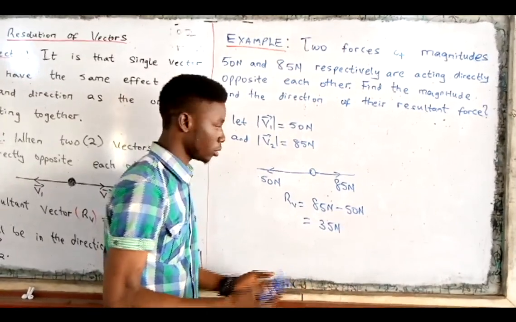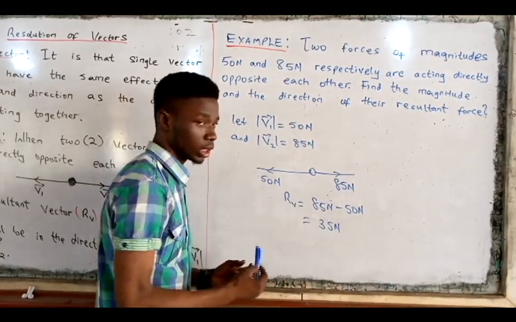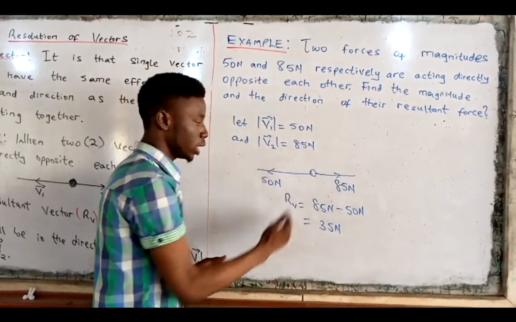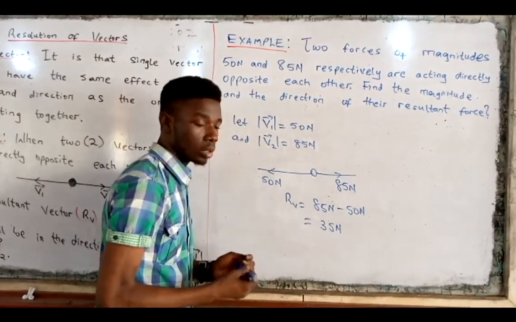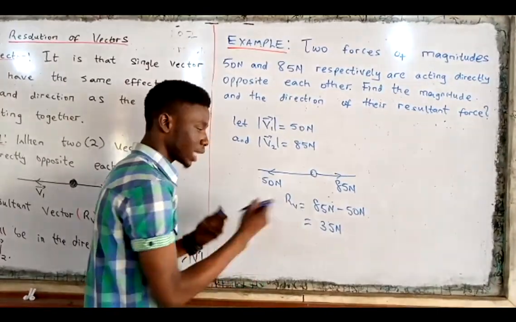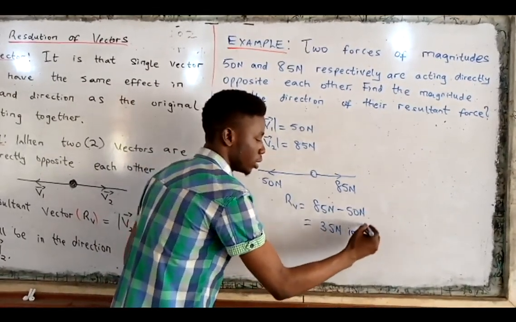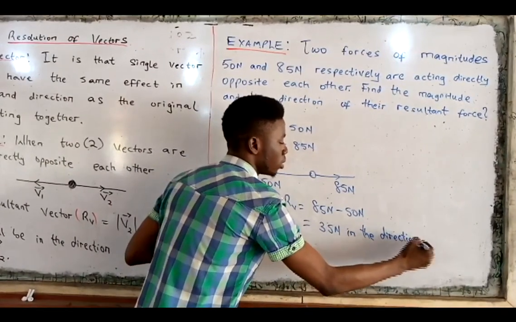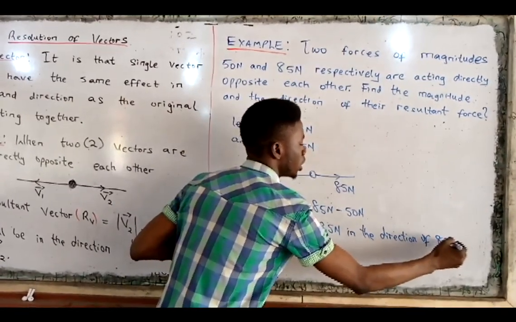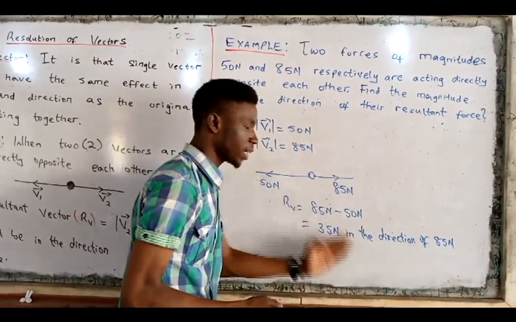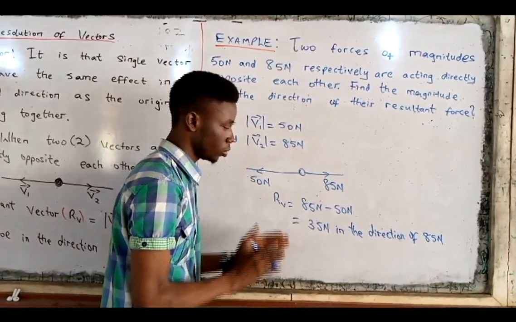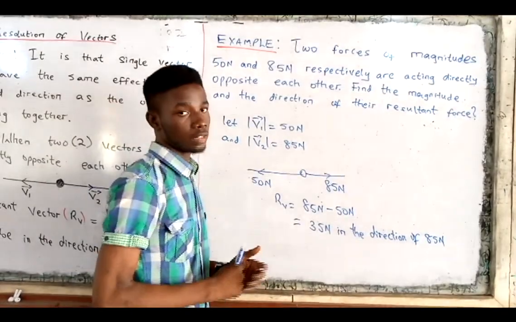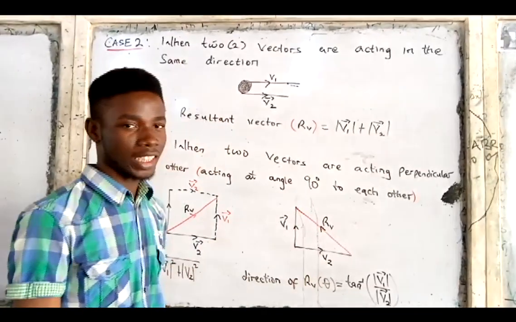It is obvious, but then 50 Newton, 85 Newton, which one is greater? 85 Newton is greater. Definitely, 85 Newton is going to pull 50 Newton towards itself, but the action is just going to be 35 Newton in the direction of 85 Newton. Now, this perfectly describes the magnitude and the direction of the resultant force of the action of 50 Newton and 85 Newton. Now, let's take another case.